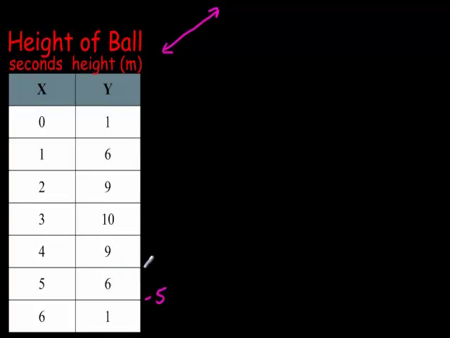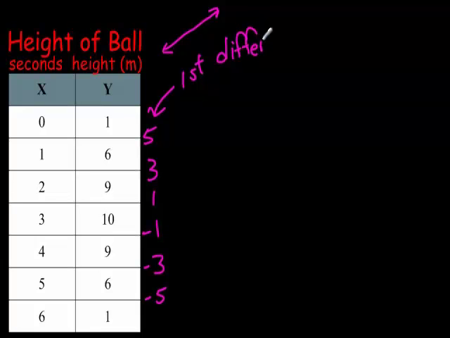6 minus 9, negative 3. Okay, definitely not, this is not linear, okay? But just for fun, let's keep doing it. What's 9 minus 10? Negative 1. What's 10 minus 9? 1. What's 9 minus 6? 3. What's 6 minus 1? 5. Okay, now if you remember from grade 9, these were called first differences. You might be saying it right now, or you might just be saying, I have no idea what he's talking about. But anyway, they're called first differences.